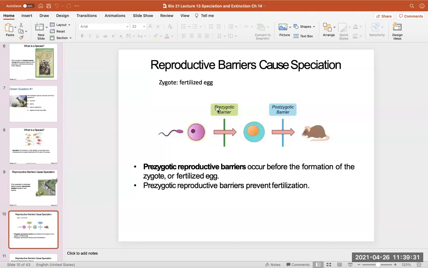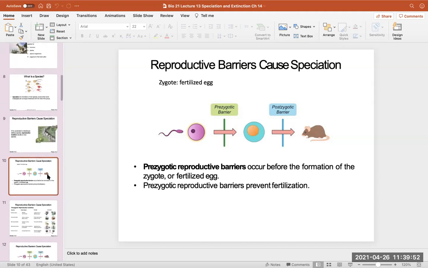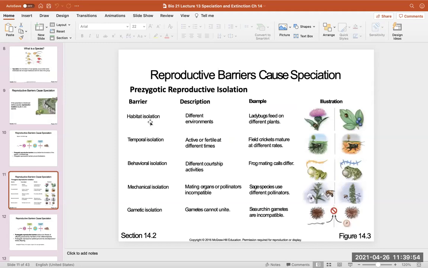Pre-zygotic is before you have the egg. So there is no mating happening. You don't get to the egg. That's basically before you have the egg. Post-zygotic is after you have the zygote, after you have the egg, and it doesn't reach the adulthood stage. That's a post-zygotic barrier. I gave you a list. There's a table I'm going to show you, but make sure you guys know. So if you do the Kahoot, I think I gave you 20 questions for this.